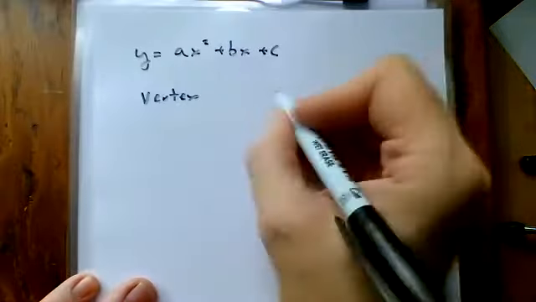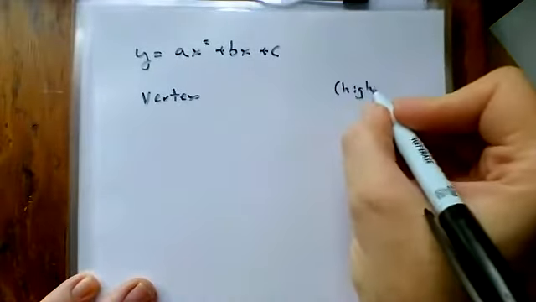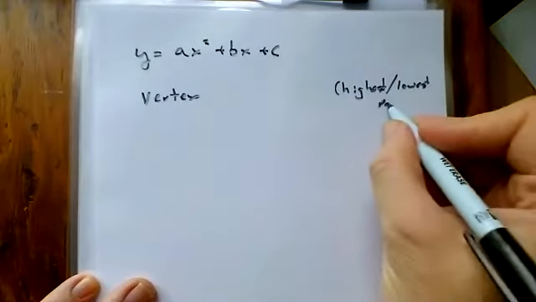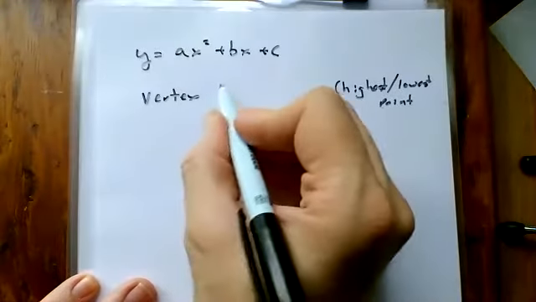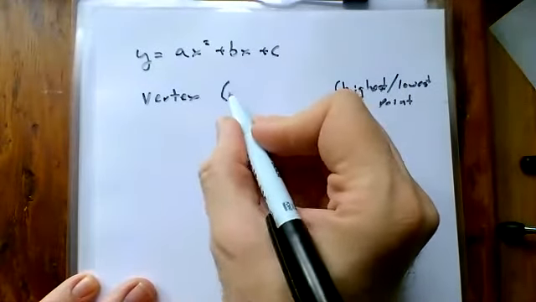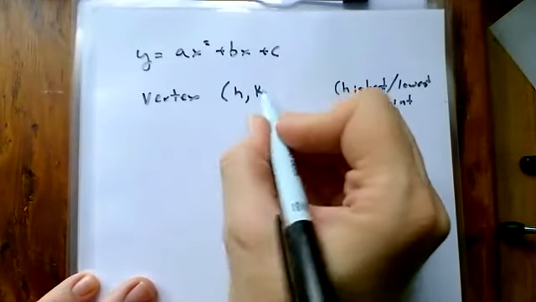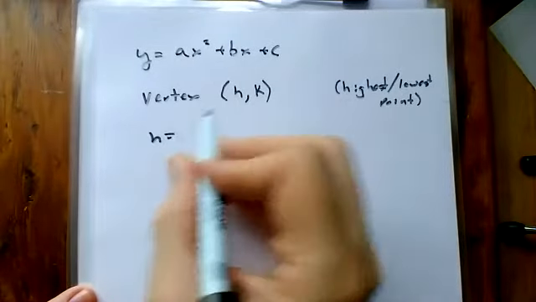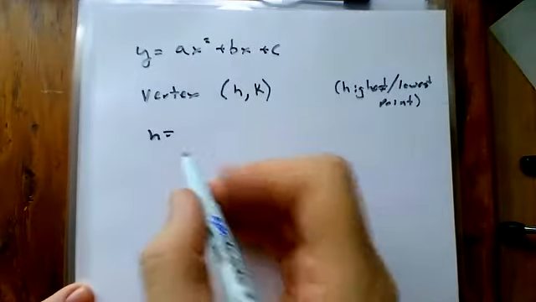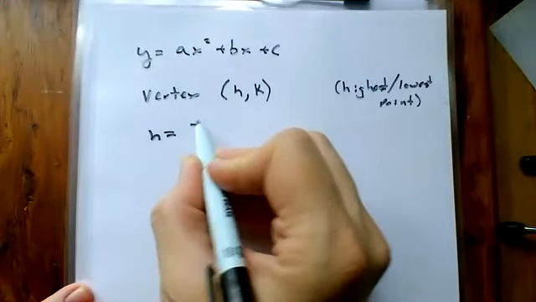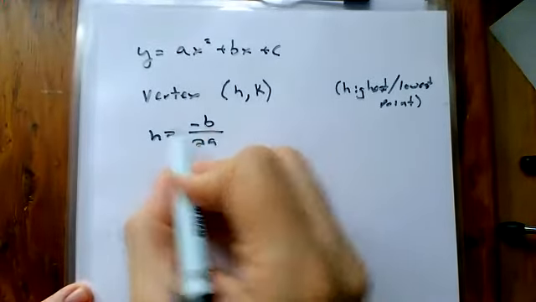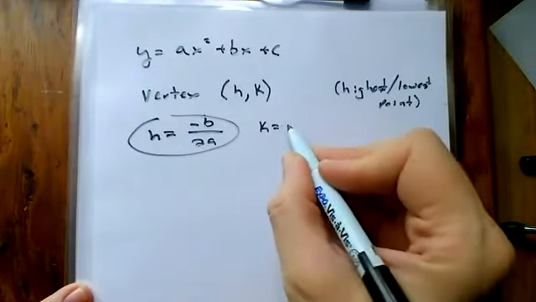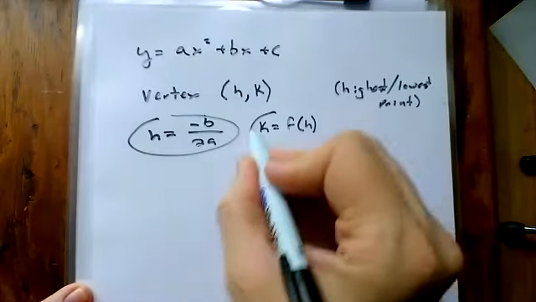Your vertex, of course, is either your highest or lowest point. We usually give our values as h and k. And the h value, this is just the x portion of that, is negative b over 2a. For the k, this is just that function with h in there.